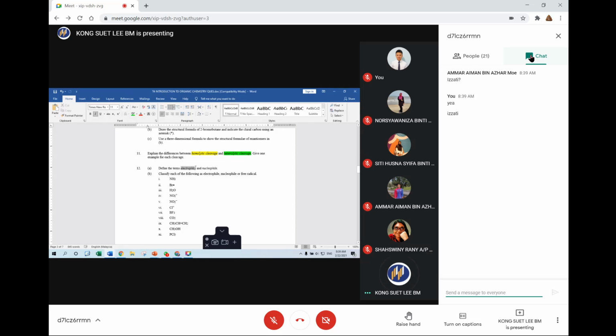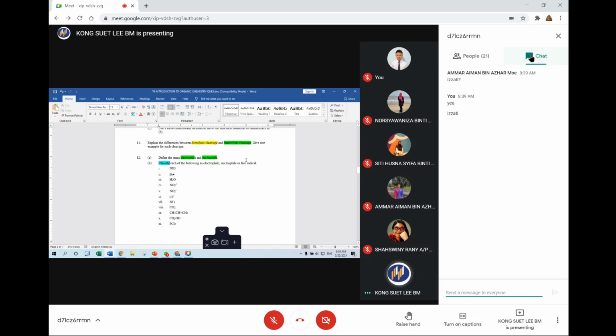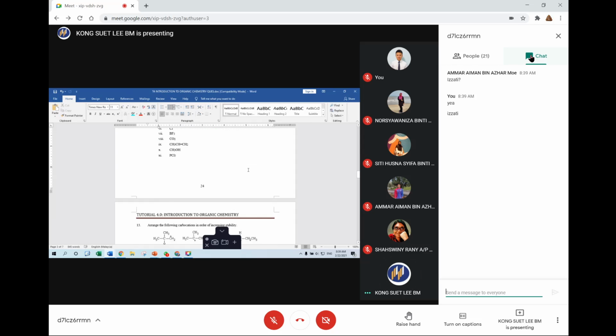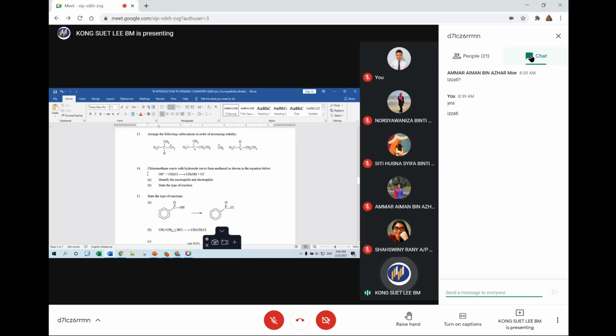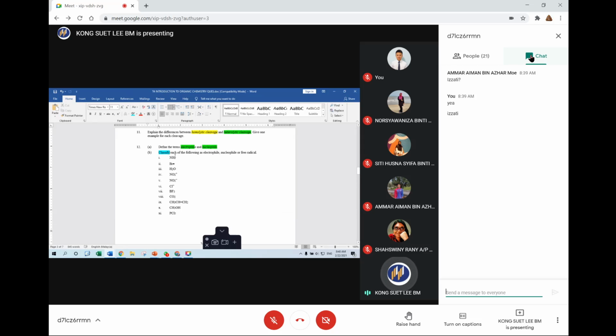Number 12. Define electrophile, and then define nucleophile. Then classify. So you must know the tips on how to identify the electrophile and nucleophile, and free radical as well. Question number 13. Arrange the following carbocations in order of increasing stability. Of course, you must know how to classify the carbocation first, then only can arrange. Question 14. Identify nucleophile and electrophile. Just now it was in general, asking you to identify straight away.